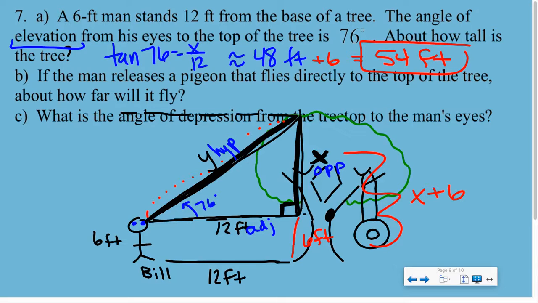So I have the adjacent leg 12, and I'm trying to find the hypotenuse. Which trig function can I use? Cosine, right? Cosine is adjacent over hypotenuse. So cosine of 76 would be 12 over y. Riley, how would I push this in the calculator to get y? 12 divided by cosine of 76. Good. What did you come up with? 49.5. Good. So the distance the pigeon flies is about 49.5 feet.